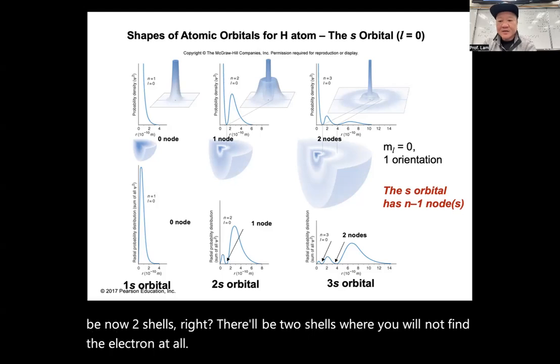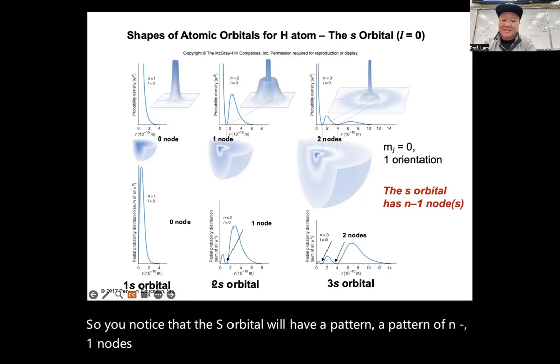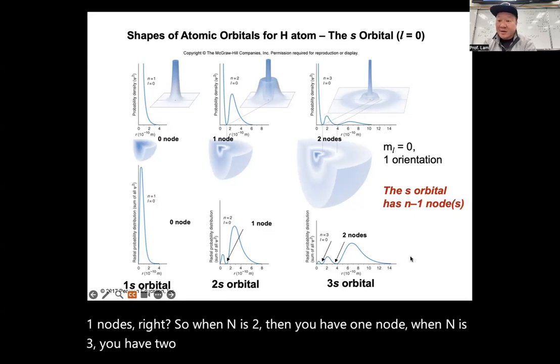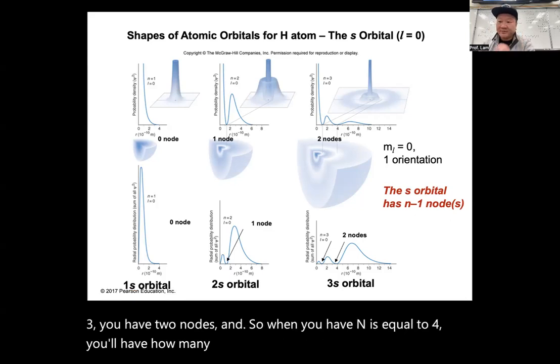Yeah. So you notice that the s orbital will have a pattern of n-1 nodes, right? So when n is 2, then you have 1 node. When n is 3, you have 2 nodes. And so when you have n equal to 4, you'll have how many nodes? 3.